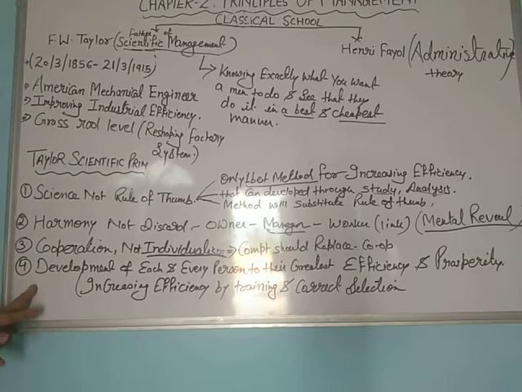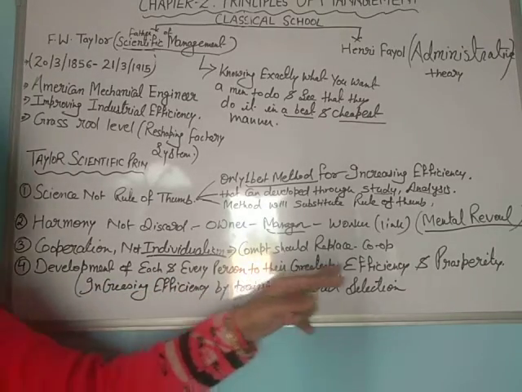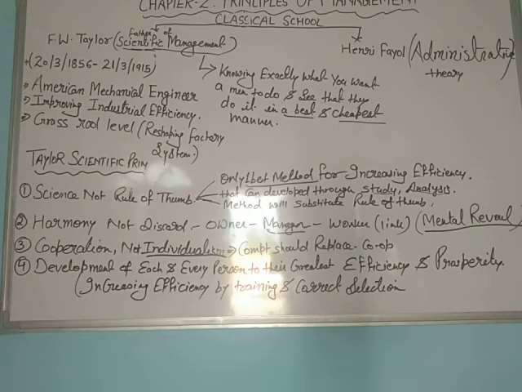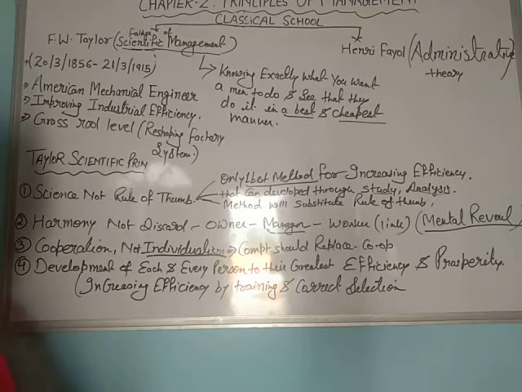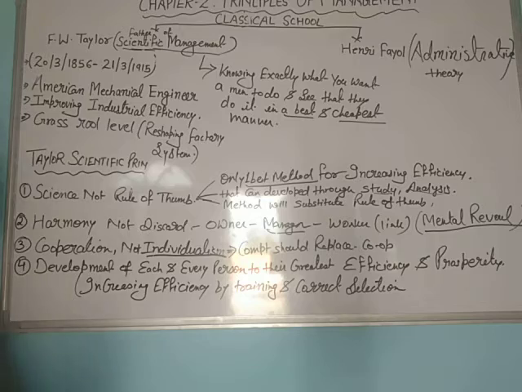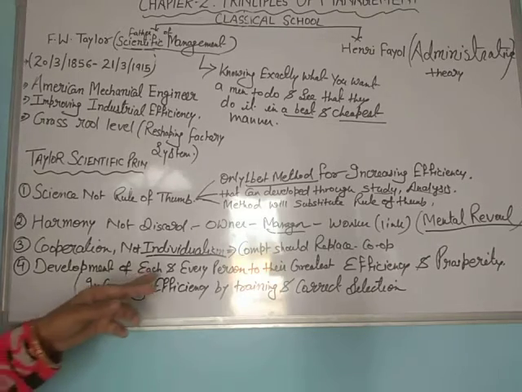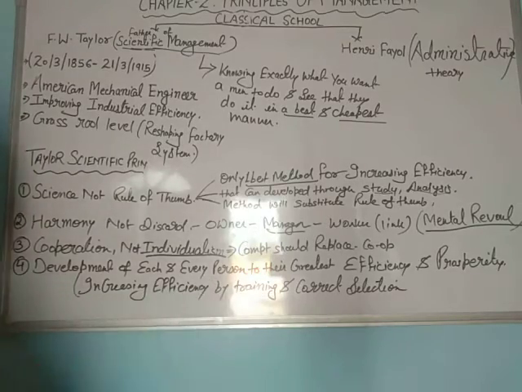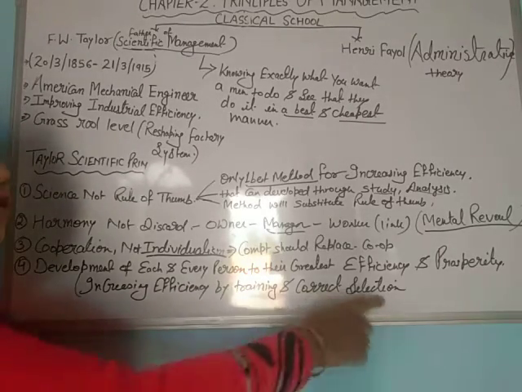Next is development of each and every person to their greatest efficiency and prosperity. Now this basically says F.W. Taylor, who was called the father of scientific management, right? What he basically says is that if we want to work in our organization in a goal-oriented manner, we need to develop each and every person who is working inside the organization. And how can this development be done? This development can be done by providing them training, and by correct selection of employees.